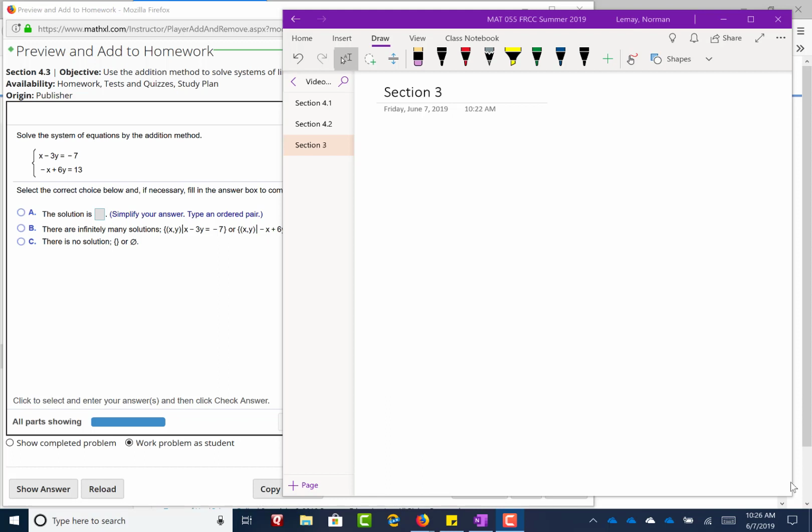So here we have a linear system of equations, x minus 3y equals negative 7 and negative x plus 6y equals 13. The idea in the elimination method is to choose a variable and make sure that variable has the same number with opposite signs, such that when you add them together, that variable goes away, which then reduces to one equation, one variable, and then we know we're going to go back and resubstitute.